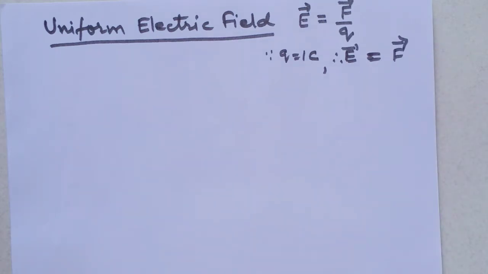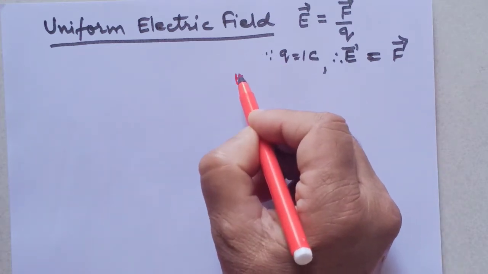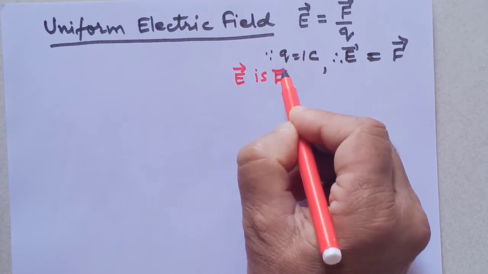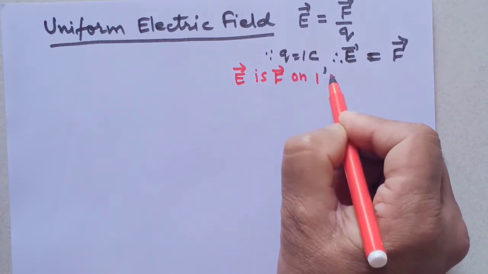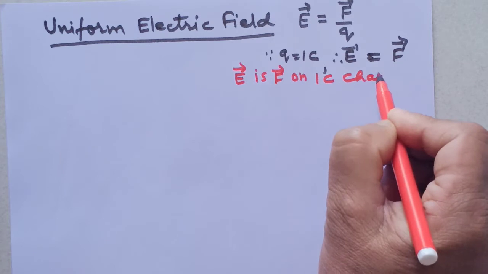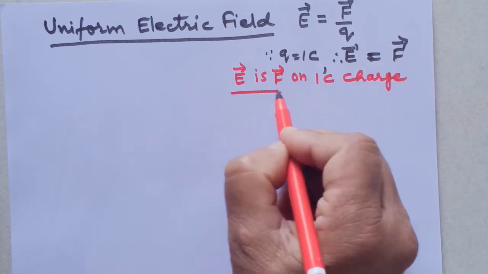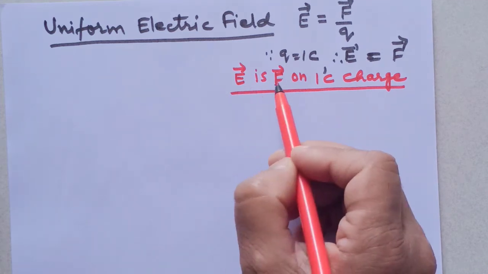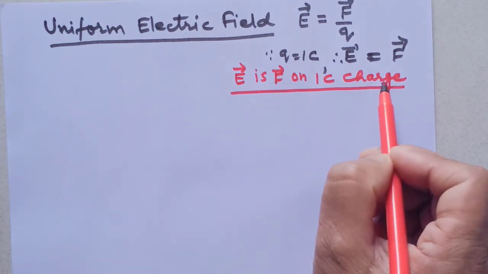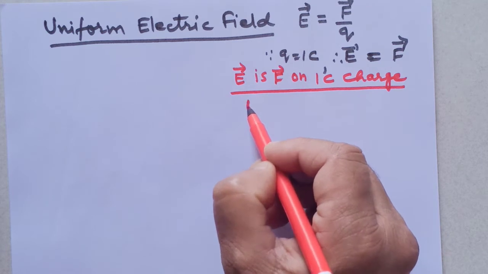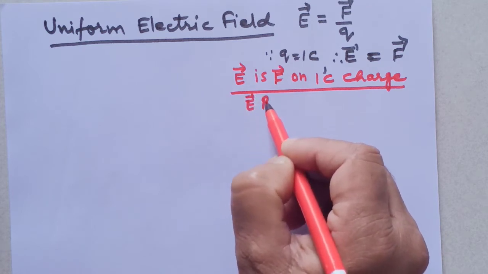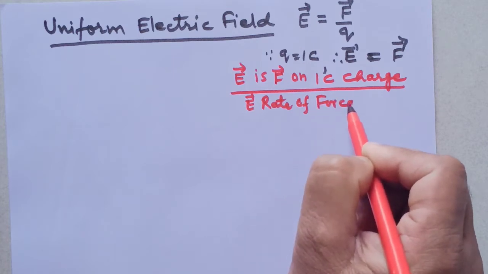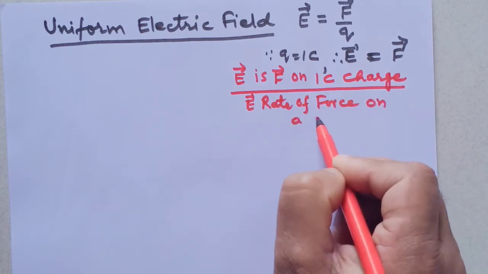So the electric field intensity is force on 1 coulomb charge. This is the simplest definition. Electric field intensity is force on 1 coulomb charge, or we can say that E is the ratio of force on a charge.